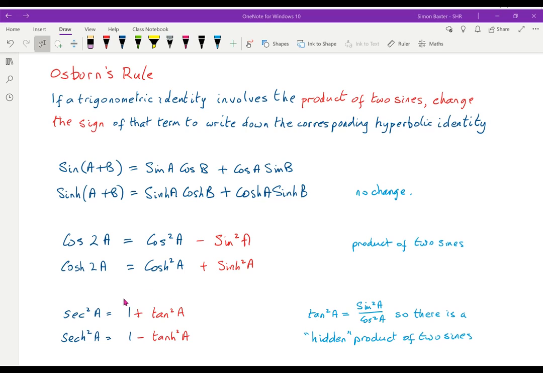Here's one that you might miss. We know that sec squared is 1 plus tan squared. We have to notice that tan squared is sine squared over cos squared. So in this case, you have a hidden product of two sines. So the plus tan squared has to change to minus tanh squared.